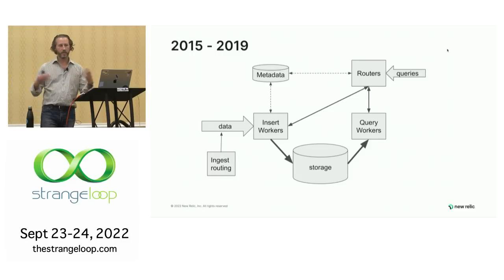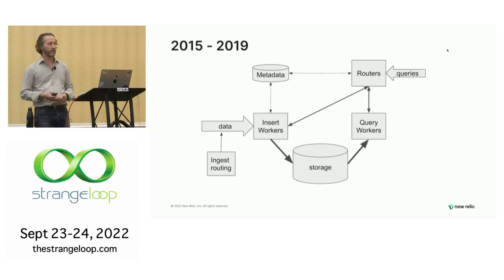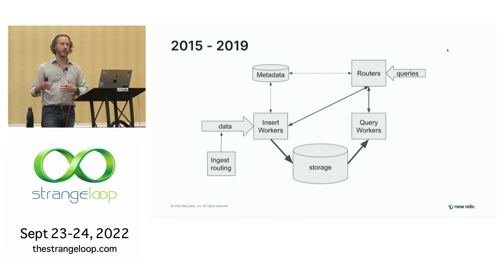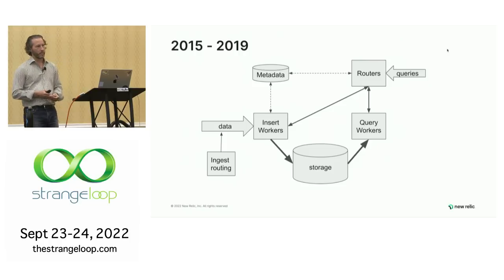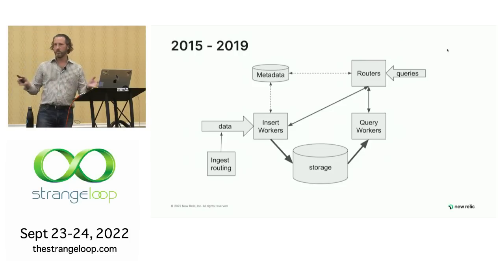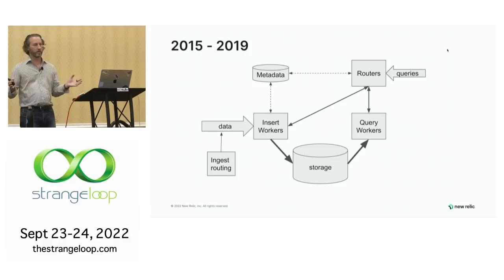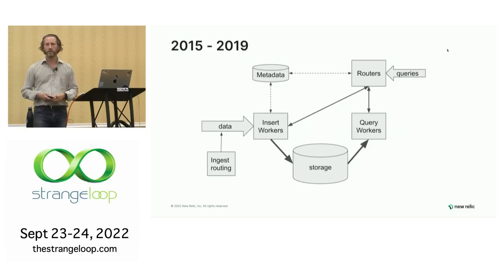So this gives us a picture that looks like this. We've added this ingest routing logic on the front end. Queries are still coming into the routers. They're only using metadata to decide how to execute a query. And for a few years, this is kind of what the architecture was. Nothing changed very much. We did adopt Docker somewhere in the middle of that time period.